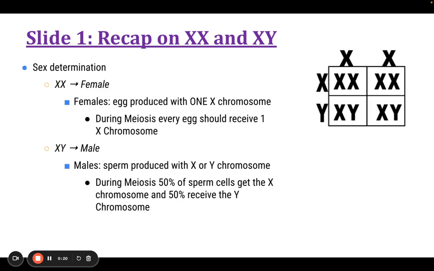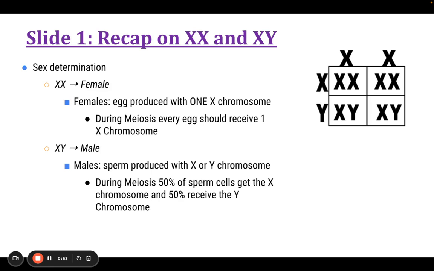We talked about this a bit when we discussed karyotyping and how to look for sex determination at the chromosomal level. If an individual has two X chromosomes, they are classified as female, which means that females are homozygous for the X chromosome. When females produce eggs during meiosis, there's only one version of the sex chromosome that they can give to their gametes. So females only contribute the X chromosome to their egg cells. Every egg should receive just one X chromosome from mom.